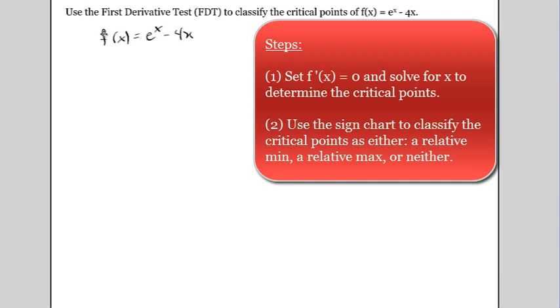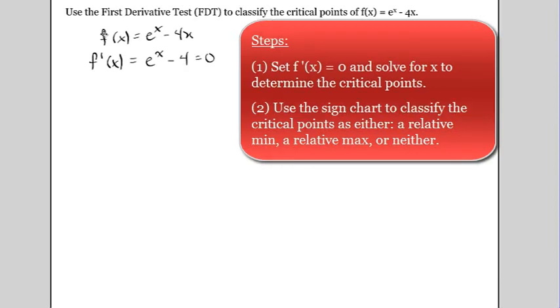So f of x equals e to the x minus 4x. That means f prime of x equals e to the x minus 4. We set this equal to 0 and solve for x. I'll add 4 to both sides to get e to the x equals 4. Then I'll apply the natural logarithm to both sides. This leaves me with x equals ln 4. So let's plot this point on the number line.